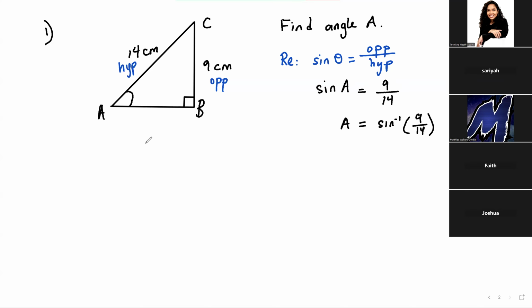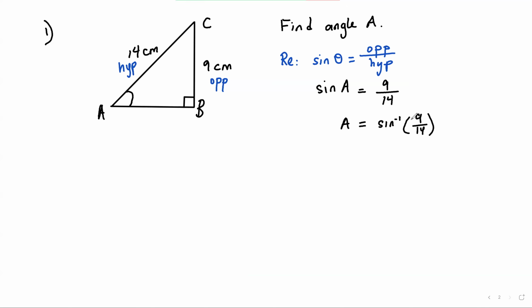So that's what you have to type on your calculator. I don't know if you all recall, but when you have to find an angle, you have to use the inverse function. So you'd have to use sine inverse, cos inverse, or tan inverse if you're looking for the angle. So there are two ways to do it.